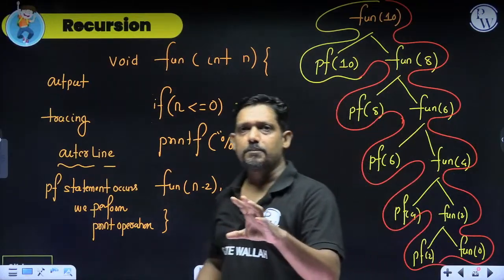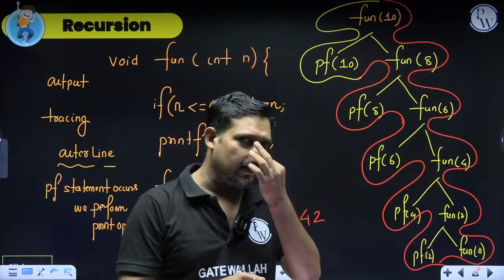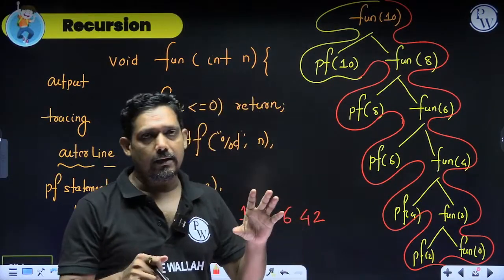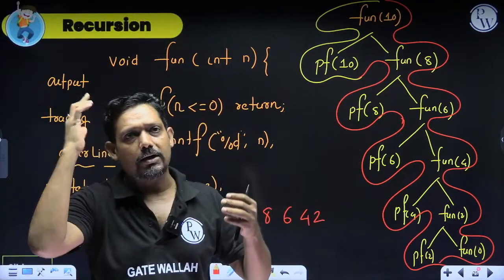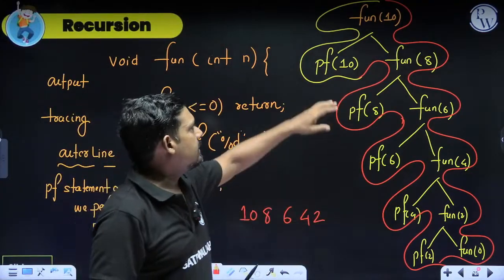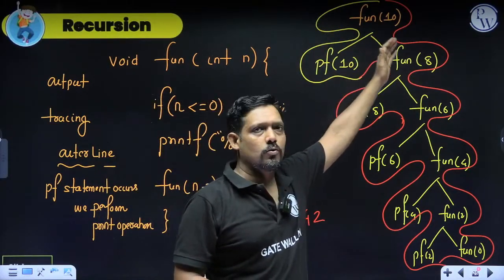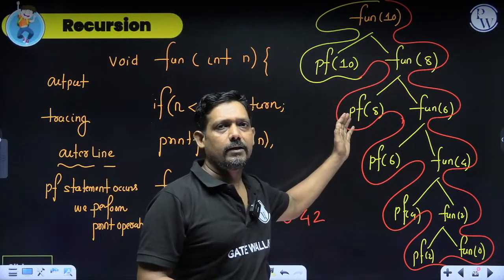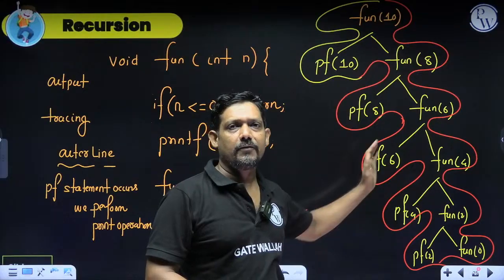It is very simple: whenever we are dealing with recursion, we use simple tracing and an outer line, and there is a logic behind it. Tracing is control transfer. Control will come to printf, then it will go to fun 8, then it will come to printf 8, then it will go to fun 6, then to its printf, and then it will go to fun 4.